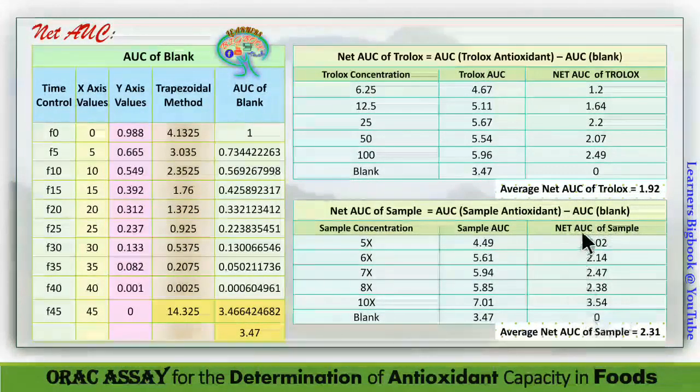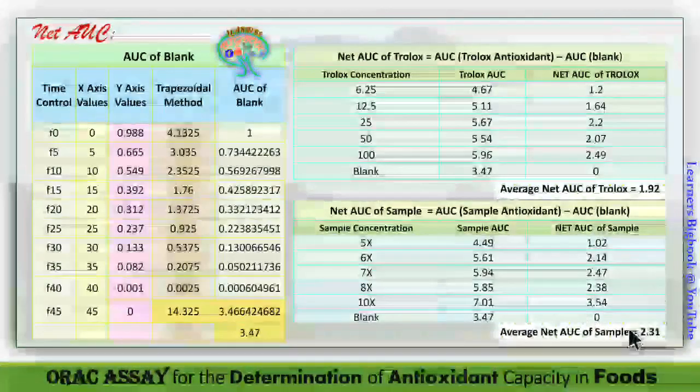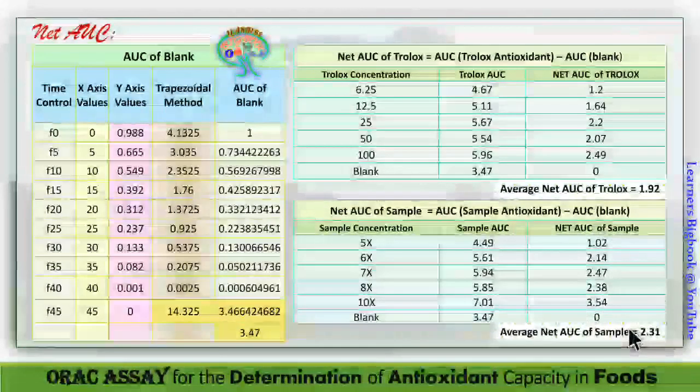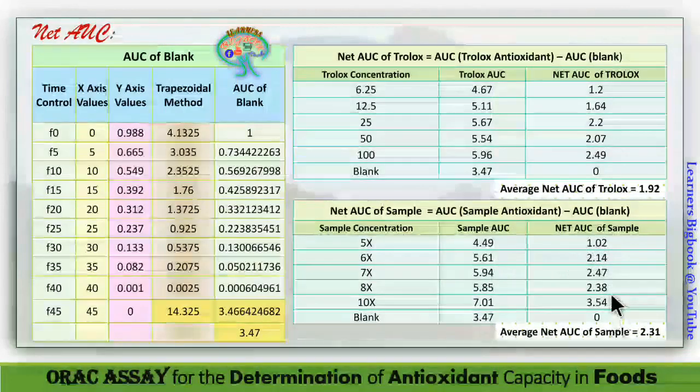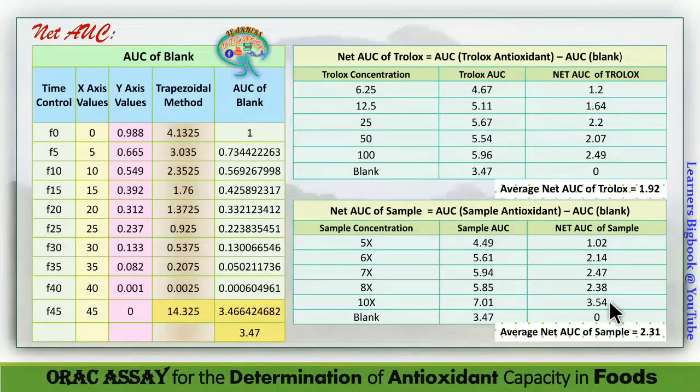So here you can see, we are going to consider the average net AUC of the sample. All the net AUCs will be summed and divided by 5, because there are 5 different concentrations. Here also it will be divided by 5. So you get 1.92 for Trolox, 2.31 for sample.